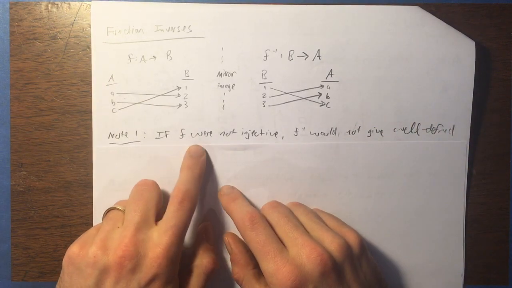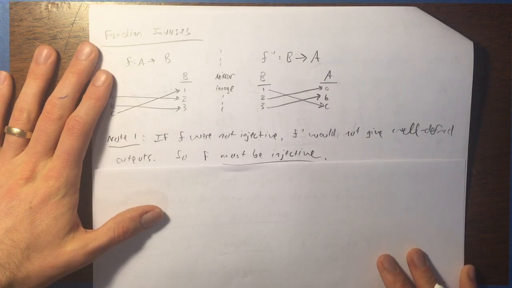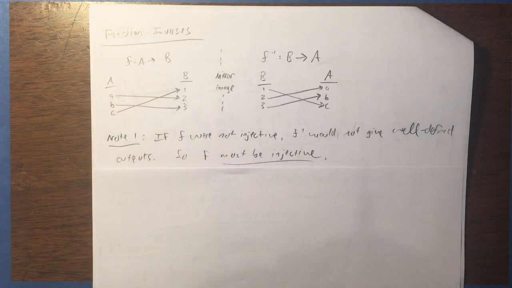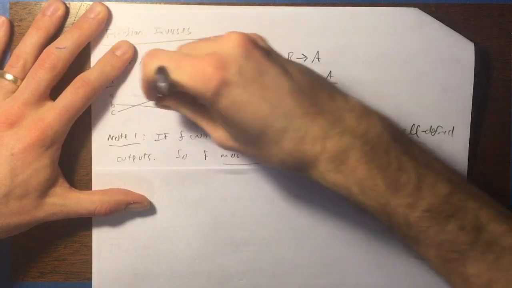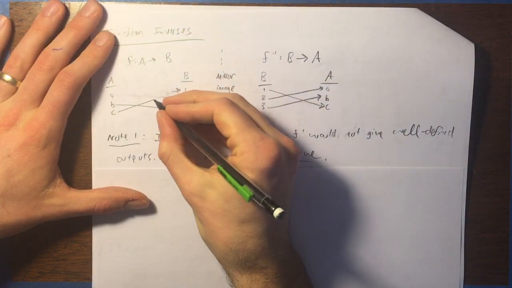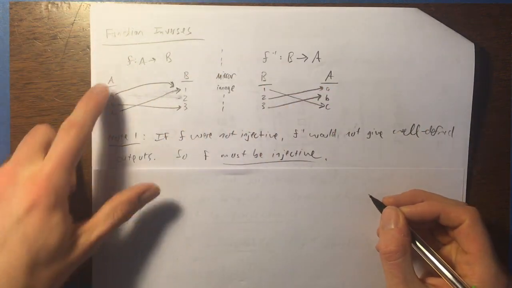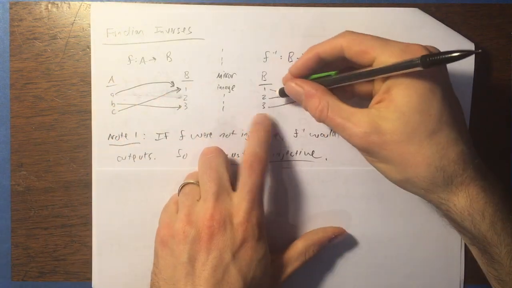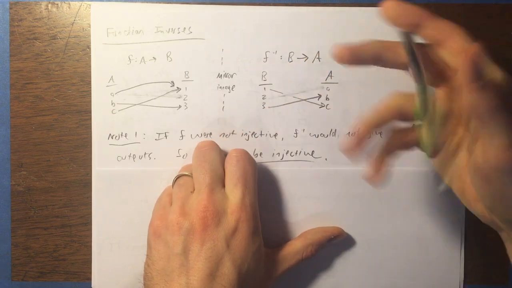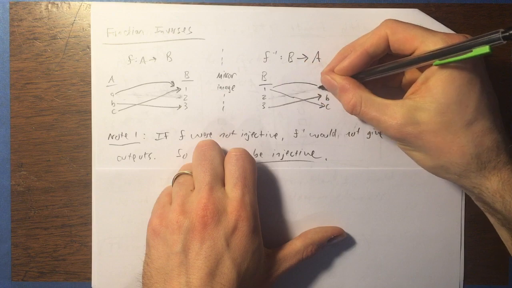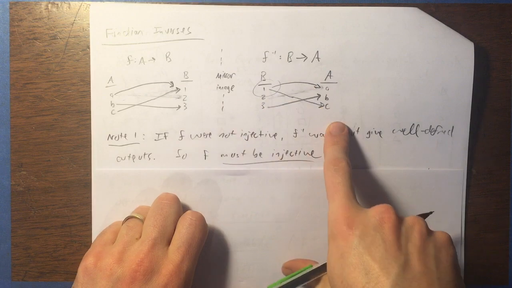First of all, if f were not injective, then f inverse would not give a well-defined output. So f has to be injective. What I mean by that is if instead we tried to do this, I'm going to erase and edit this slightly. If instead A was mapping to 1, if A and C both map to 1, then we're going to get rid of the 2. 2 doesn't map back to anything, right? Because nothing was mapping to 2 in the first place. 1 is going to map to C, but 1 is also going to map to A. This is a problem. You can't have an element in the domain mapping to 2 different places.